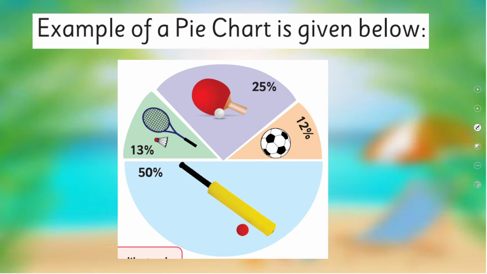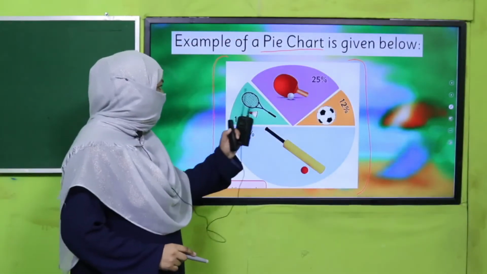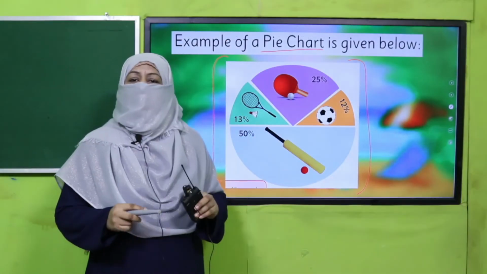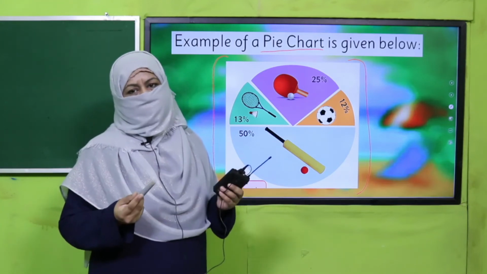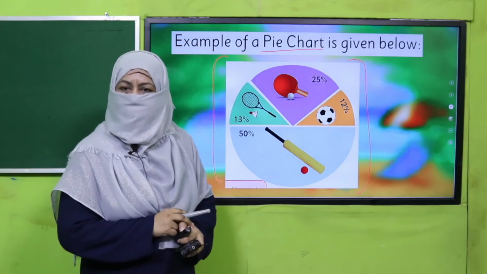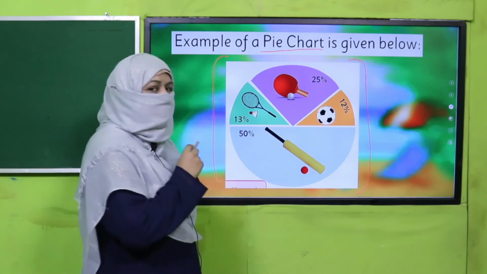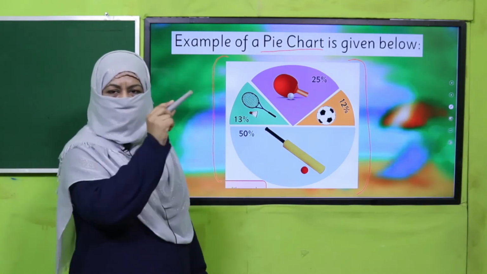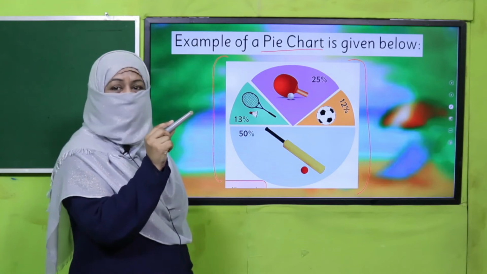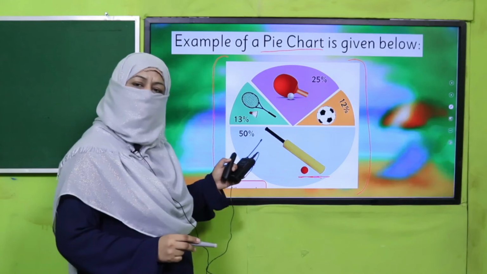Now look at this. This chart is giving us information about different games. For example, this is the data for different sports which children like. So which game do children like the most? How do we find it? By looking at the game which is covering the maximum portion of this circle. And what is that? That's cricket. Okay, this is how we read the pie chart.